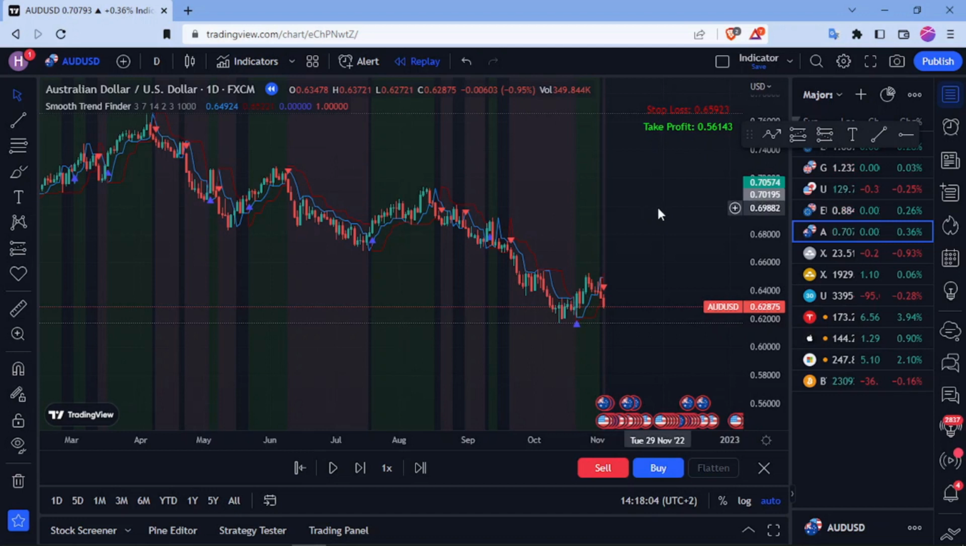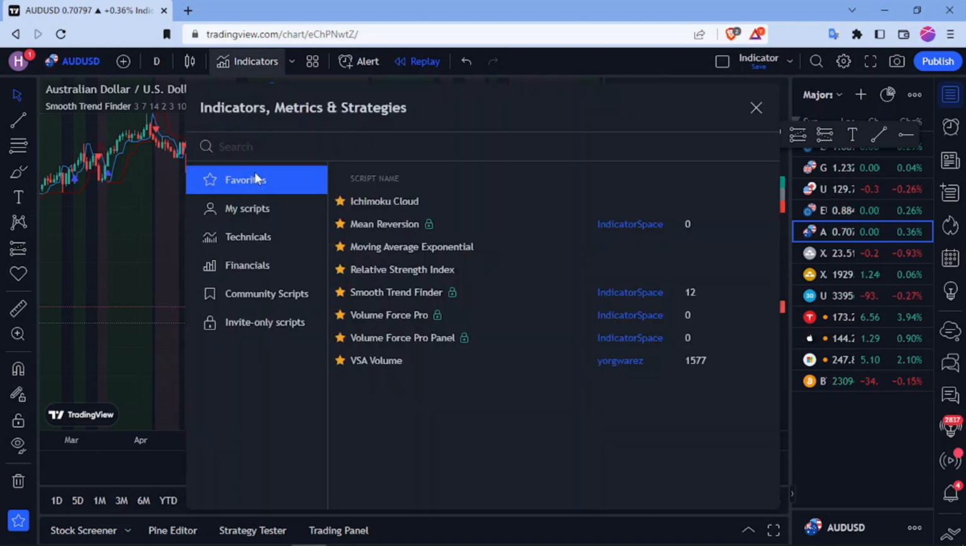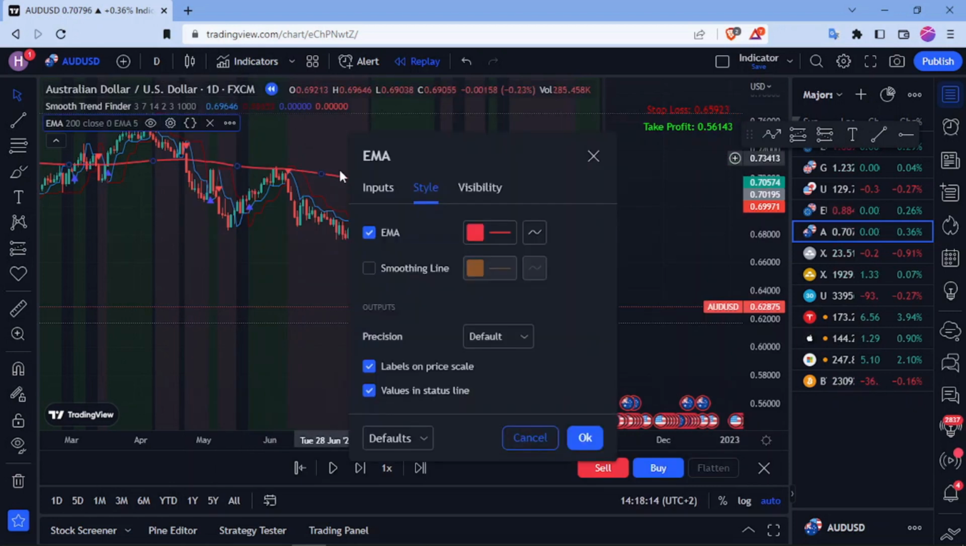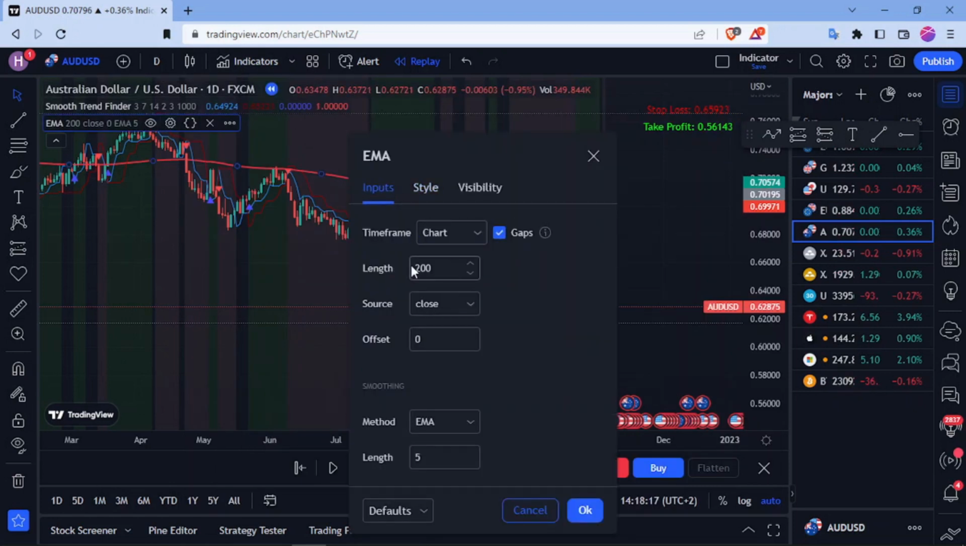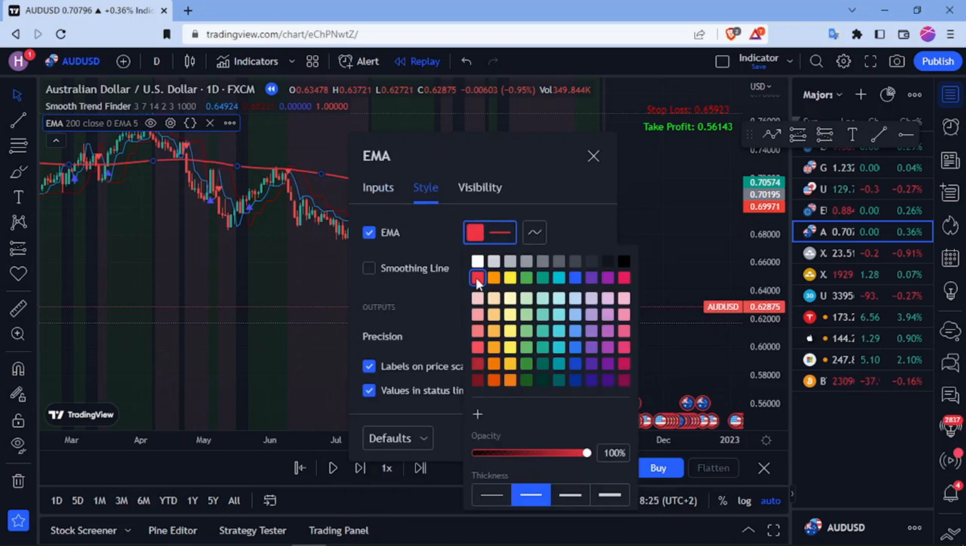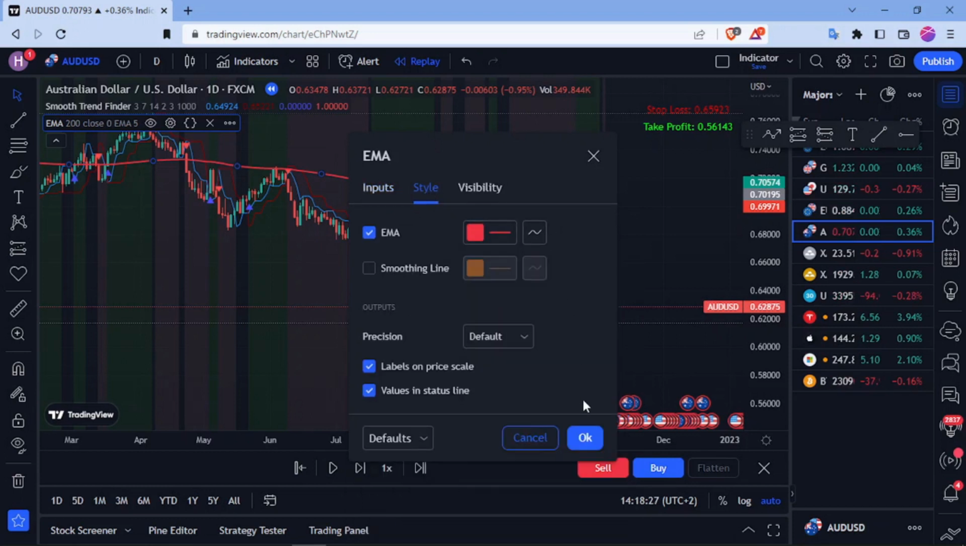I'm going to combine the indicator with one other indicator to build a profitable strategy. Today's strategy, we are going to use a moving average in an exponential style or method at a 200 length. And I have changed the color to red and the visibility thickness higher so it's easier to see.